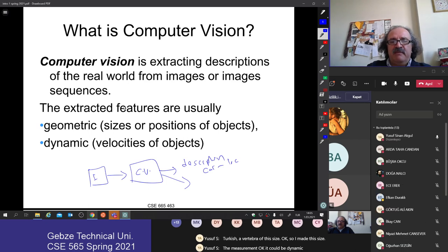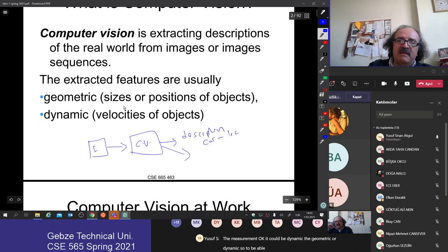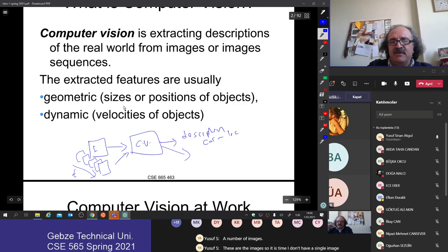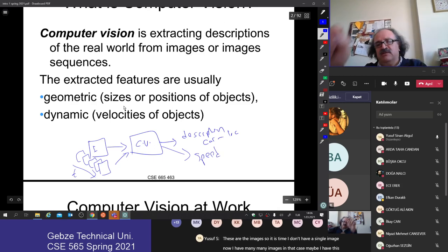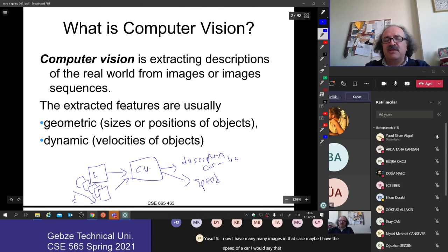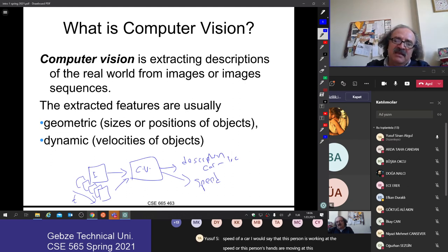It could be geometric or dynamic. To be able to make dynamic descriptions, I need a number of images. These are the images, so there is time. I don't have a single image now, I have many, many images. In that case, maybe I have the speed of a car. I would say that this person is walking at this speed, or this person's hands are moving at this speed, this person's eyes are moving at this speed, etc.